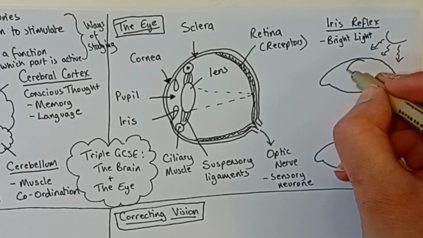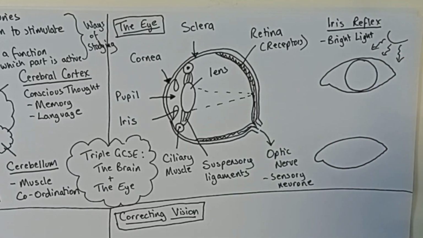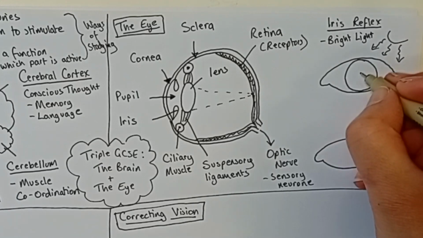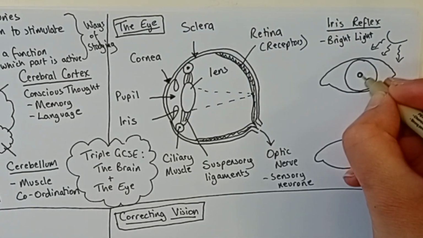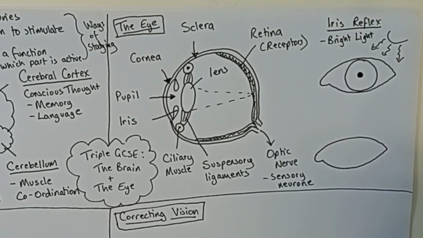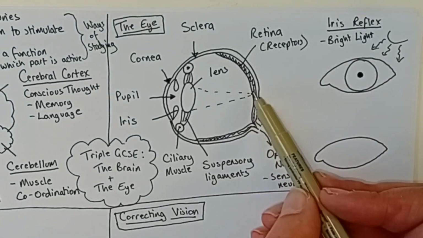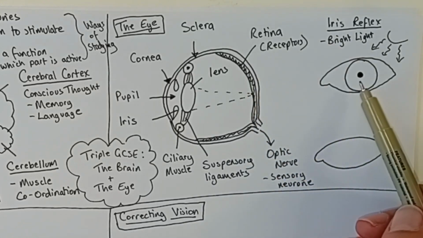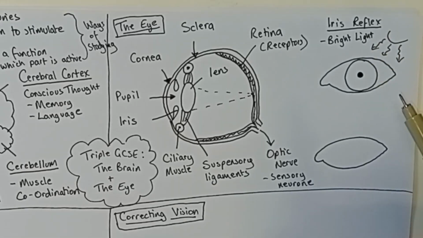Let's draw the iris. As we see it from the front, the iris is the coloured circle of muscle at the front, and the pupil is the hole in the middle. And if the light is bright, your pupil should be small. The reason your pupil should be small is to stop too much light getting into your eye and damaging these receptors on your retina. Okay, so it makes it small to protect it. It's a reflex. Okay, it's a protective automatic action.